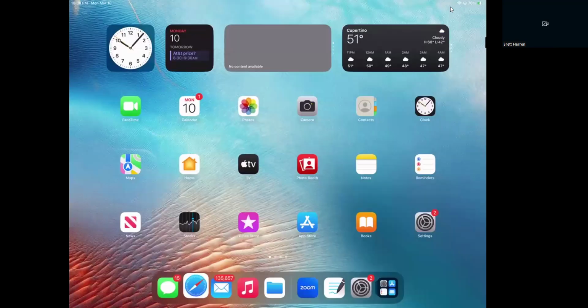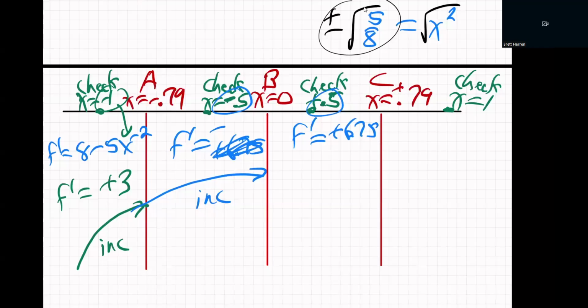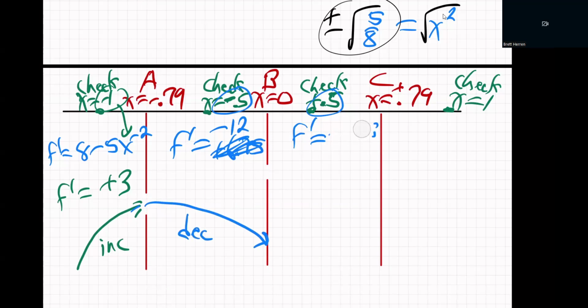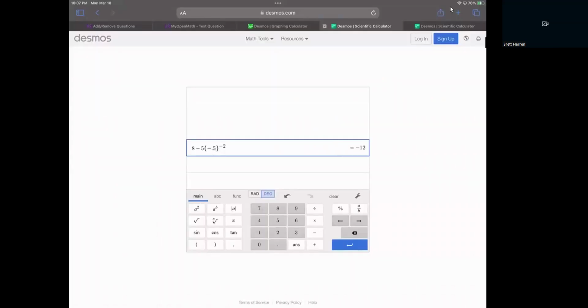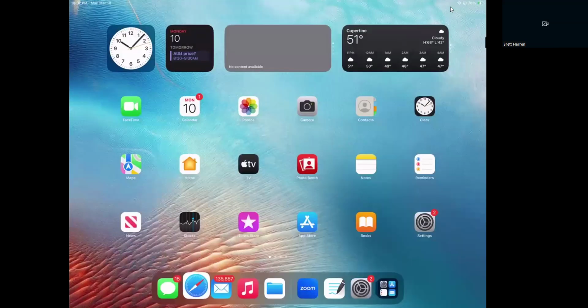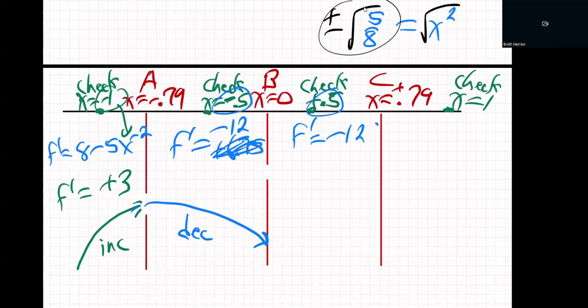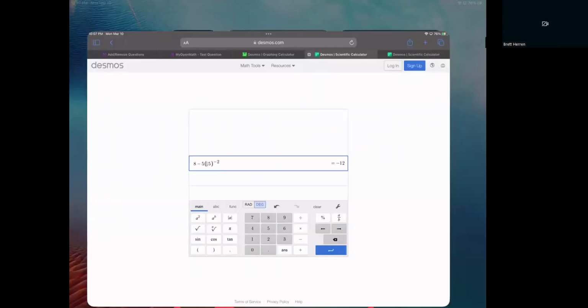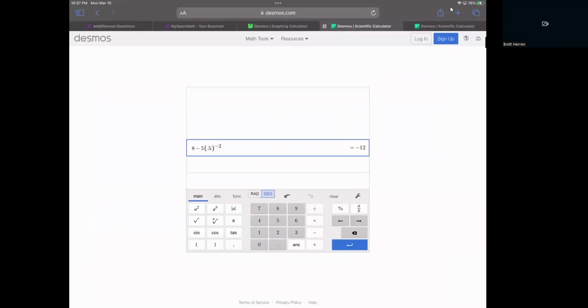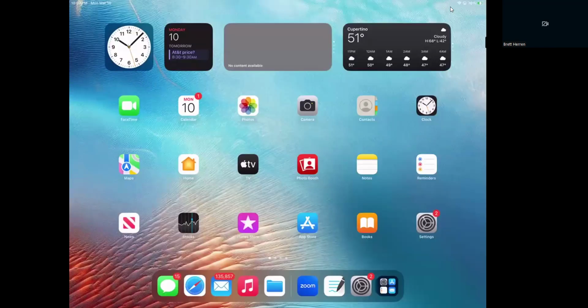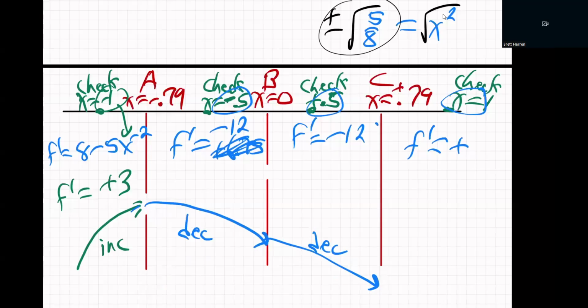It's -12. So that should be -12 and it's decreasing. Now the next one, I'm going to put in +0.5 and it's still -12. So it's still decreasing, further decreasing. And last, I'm going to plug in x is 1. So it's +3. So then it increases in that last section.